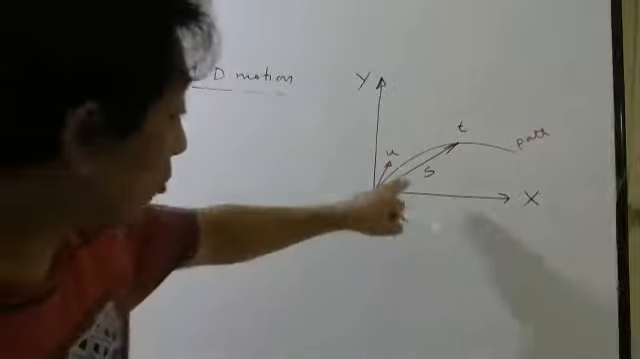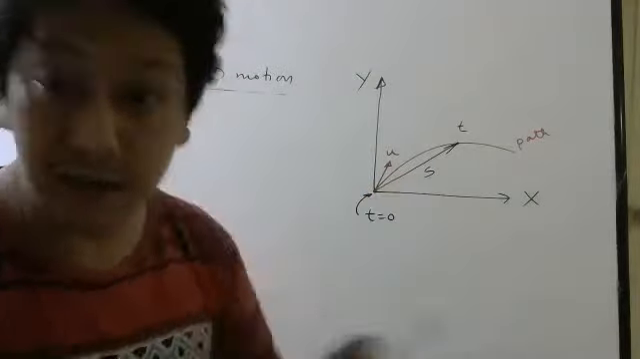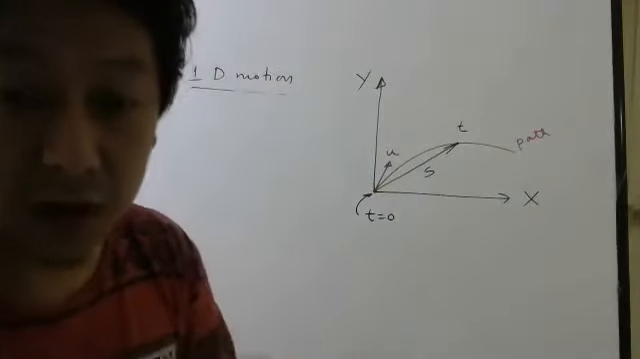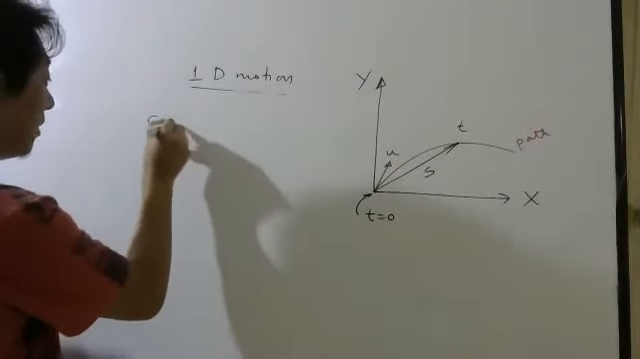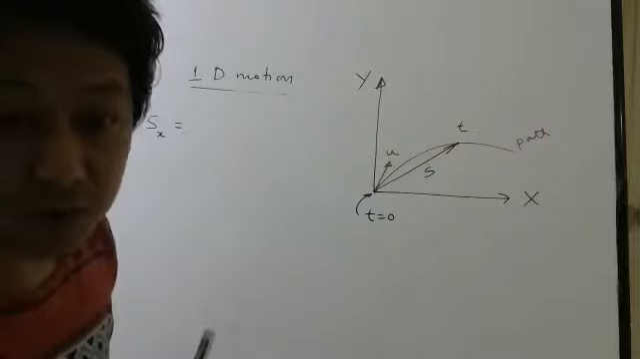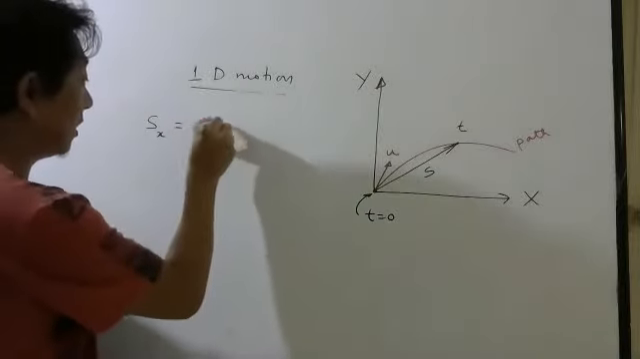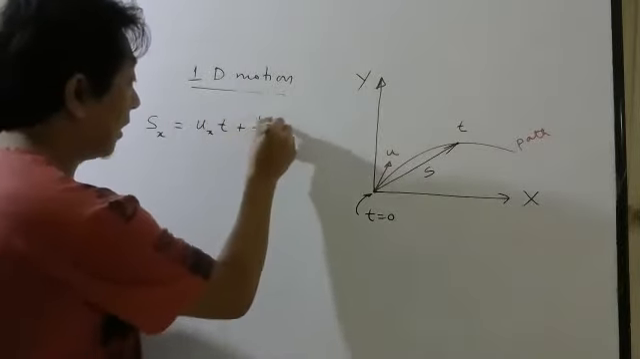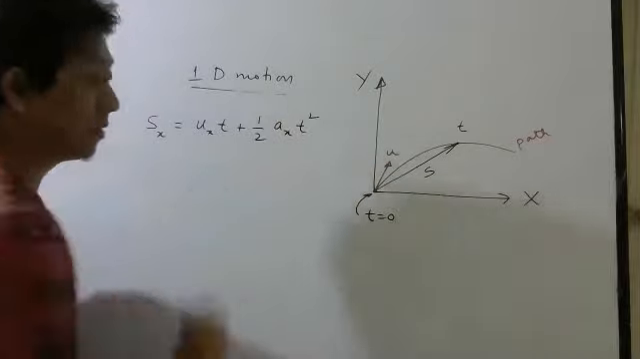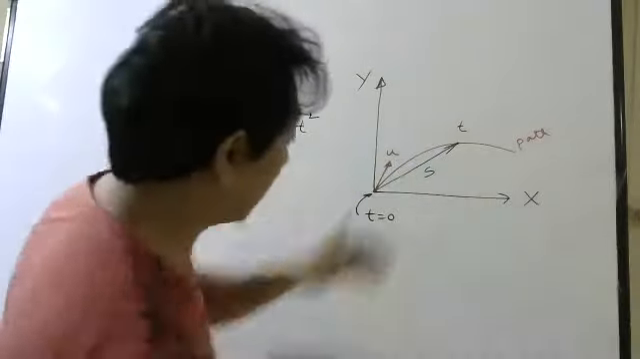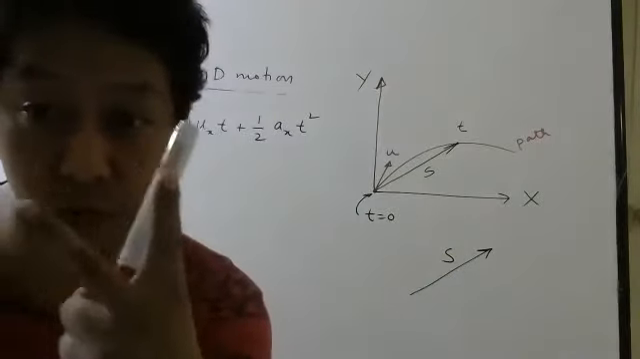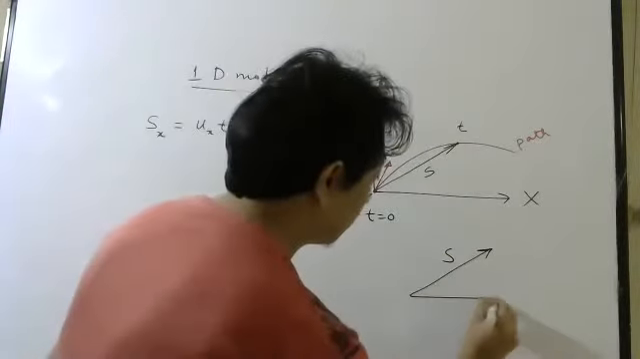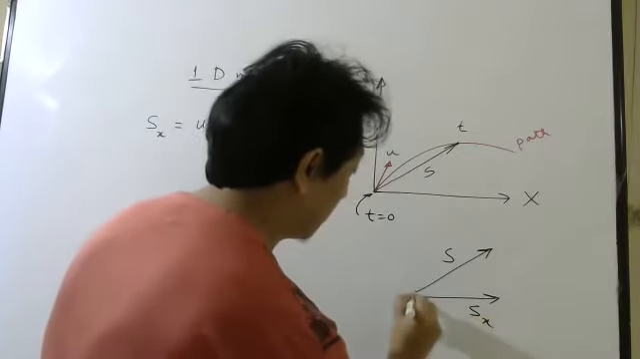Understood? So now to find this vector, directly we cannot do. So what we have understood last class, first we will find the x component using which formula? Ux t plus half ax t square. Matlab, this vector we will resolve into two components, Sx, Sy.